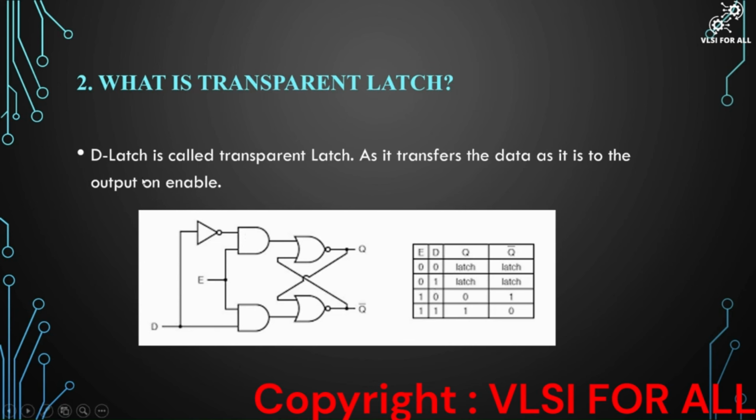See here, D-latch is also called a transparent latch. You may ask why? Because it transfers the data as it is to the output on the enable signal. When the enable is high or when the clock signal is high, we transfer the data as it is to the output. Otherwise, it will be in the no change state. That's why D-latch is also called a transparent latch. D-latch is used to capture or latch the logic level present on the data line when the clock input is high. If the data on the D line changes state while the clock pulse is high, the output Q follows the input D. Understand?